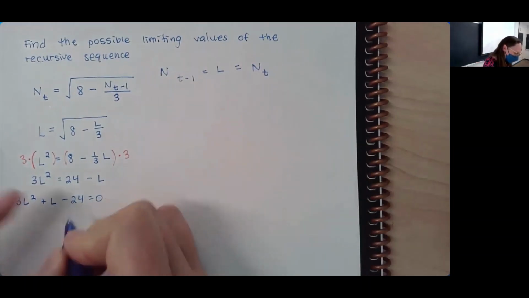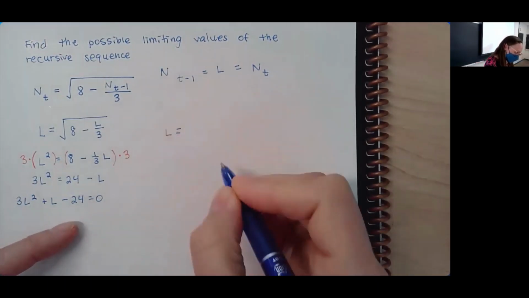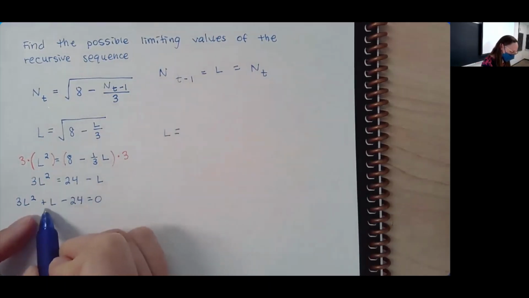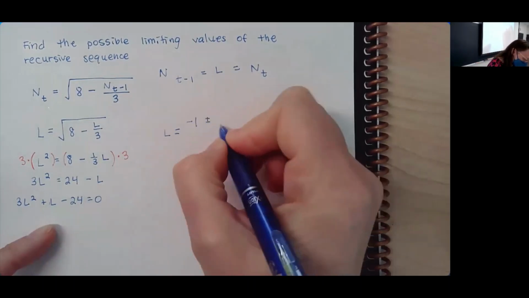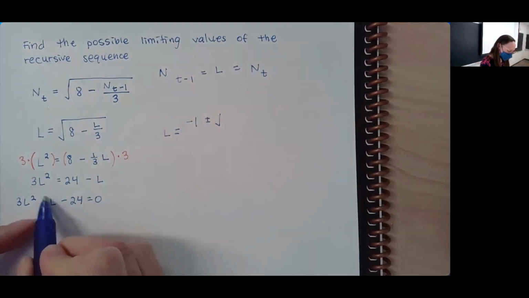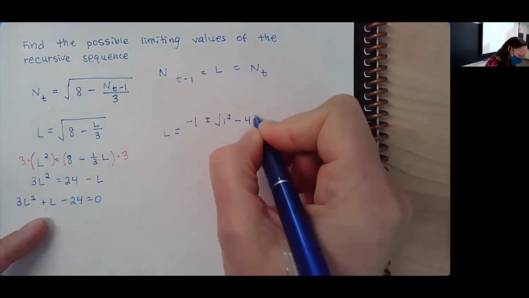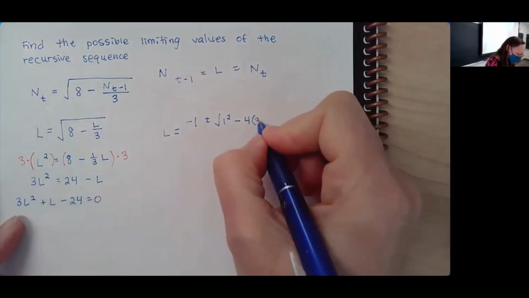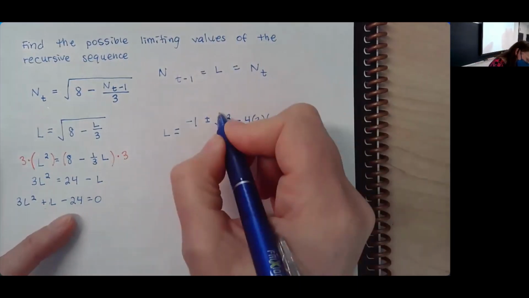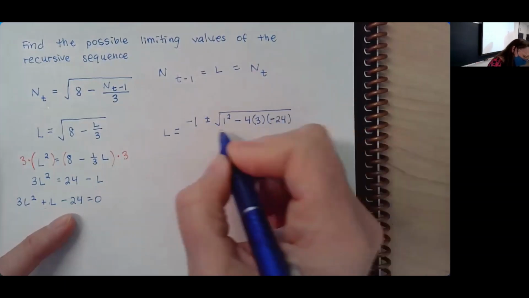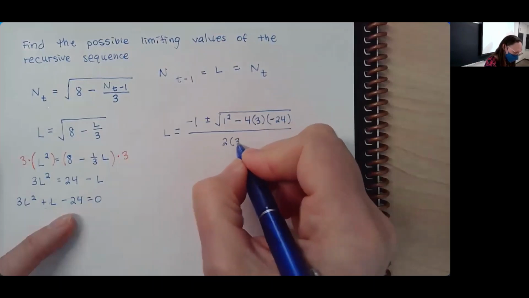But if I go ahead and stick this into the quadratic formula, I'm going to have L is equal to negative 1, because I'm taking negative B, plus or minus the square root of B squared, so 1 squared, minus 4 times A times C. Oh, what do you know? We're not going to be imaginary. We are saved by a minus sign. All divided by 2 times A.